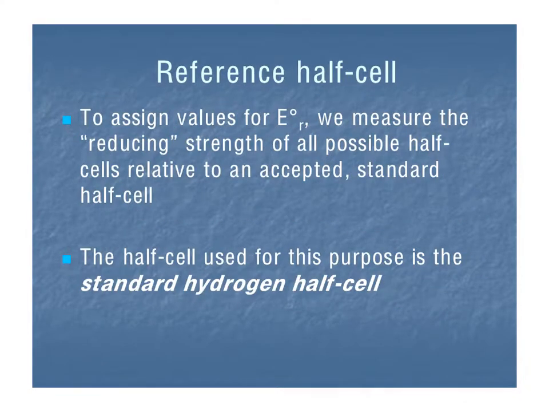Now, when we talk about these potential values, we have to measure them against something. Therefore, scientists have arbitrarily determined that the standard hydrogen half cell, that is 1 mole per liter of hydrogen ions and 1 atmosphere of pressure for hydrogen gas, is the standard cell that we measure everything to. So all the reducing strengths in the reduction half-reaction table are measured relative to the standard hydrogen half cell.